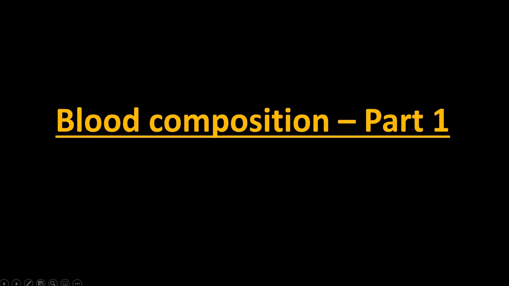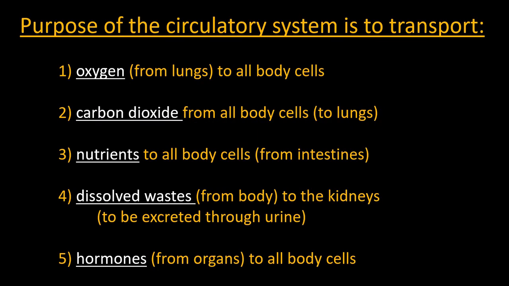Hello, this is the section on the circulatory system, which is part of chapter 22b. This section specifically, we will be talking about the blood composition. In other words, what the blood is made out of. However, before we get into depth on that, let's review what the purpose of the circulatory system is.